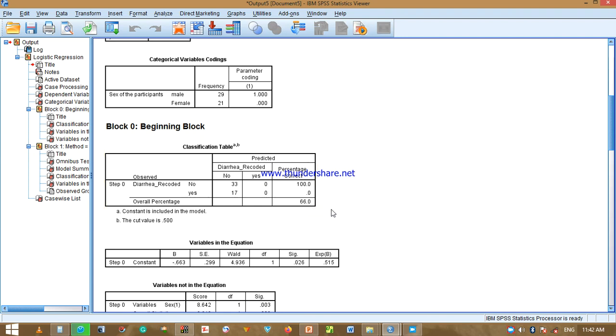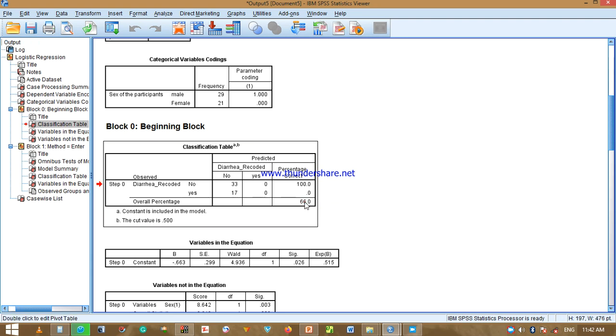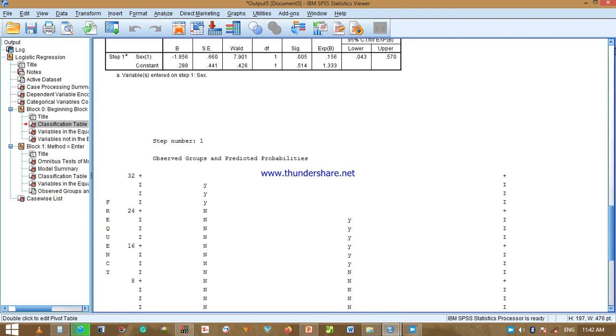It says that this model predicts 66% of the individuals with diarrhea can be correctly classified as having diarrhea. That's what it predicts in this model. This is under block 0. After we move to block 1, if we see some changes from 66, we probably begin to think that the independent variable can affect the outcome variable. We will see that later on as we move forward.